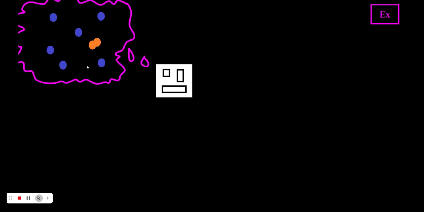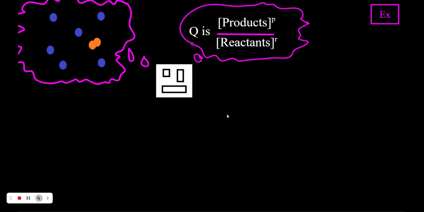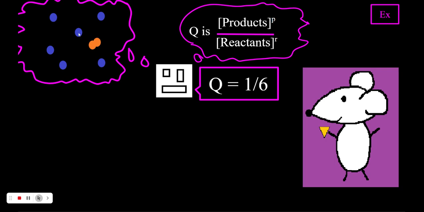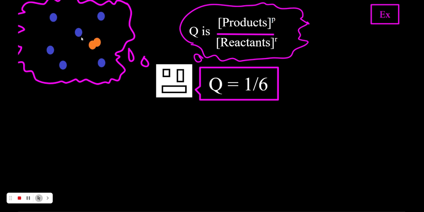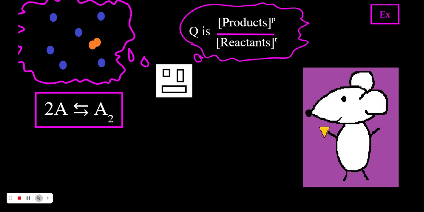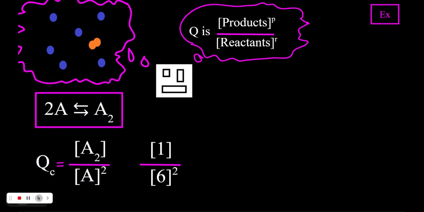Let's say here's my reaction chamber, and I want to know my Q. So I look at these things, and I know that orange is the product. So I say 1, 6 because I've got 1 orange and 6 blues. But a little reminder to use the chemical equation. If you look at this chemical equation, 2A, that means the concentration of the reactants down here is going to be raised to the 2 power. So it's really 1 over 36.